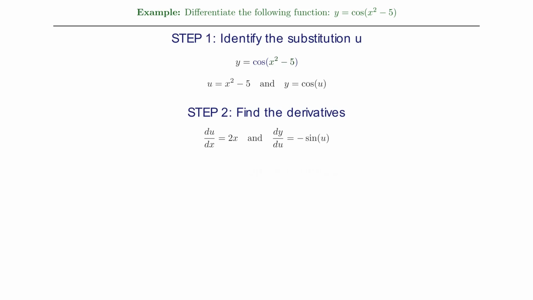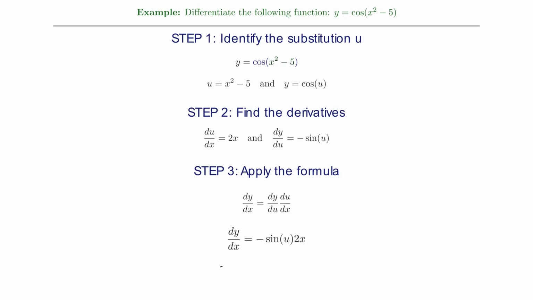We can now put these into the formula. So the formula is dy by dx equals dy du times du dx. So this gives us dy dx is equal to minus sine u times 2x.